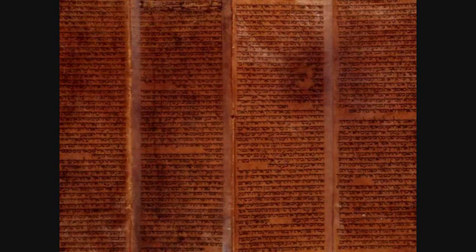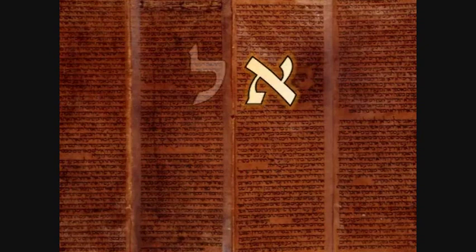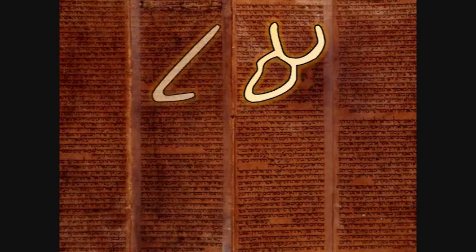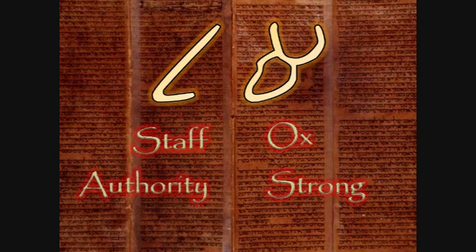The word El is spelled aleph-lamed. Again, the aleph is the ox, meaning strength. The lamed is a picture of a shepherd's staff and represents the idea of authority. The word El, from its pictographs, means the strong authority and is the Hebrew word that is commonly translated as God.